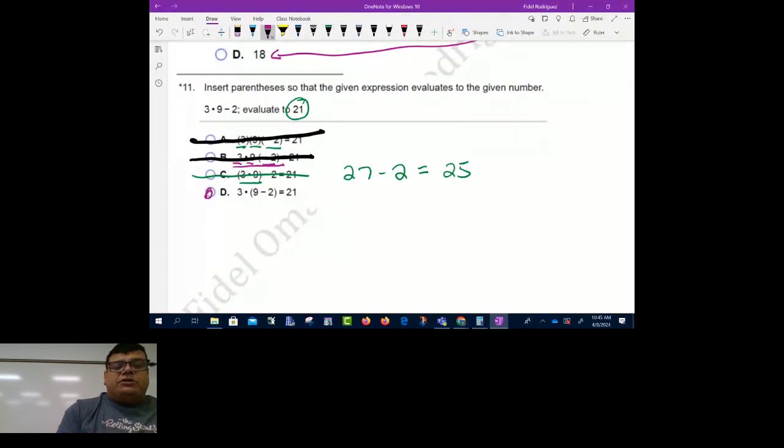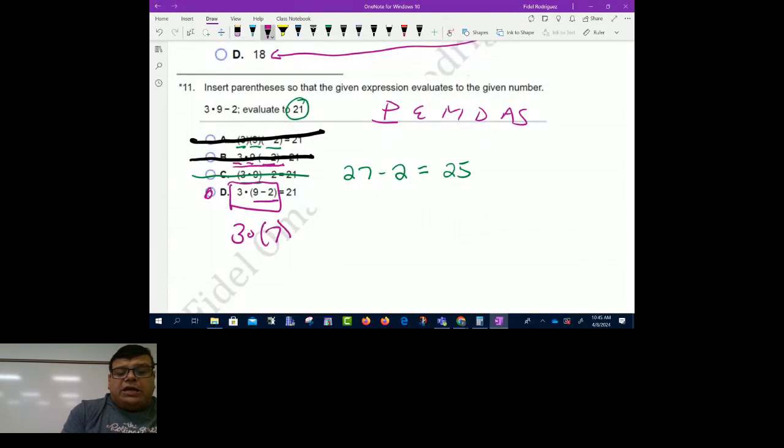But let's work out D, just so that we know why. We go through Please Excuse My Dear Aunt Sally, right? Parentheses say we have to do 9 minus 2 first. 9 minus 2 is 7. Then we don't have any exponents, but we can multiply, and 3 times 7, boom, there's our 21, right? So we know that D would be our proper choice.